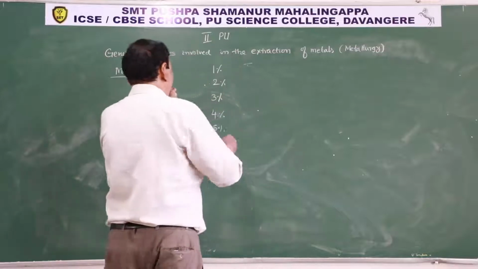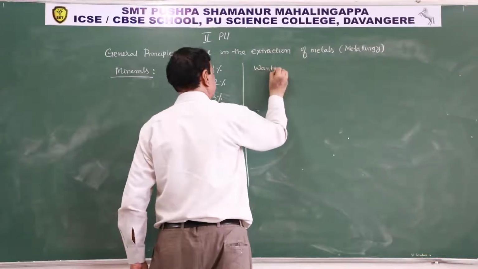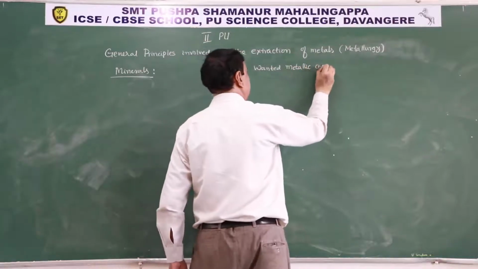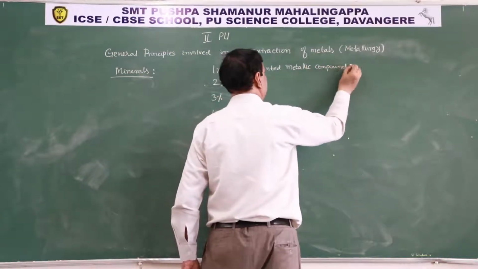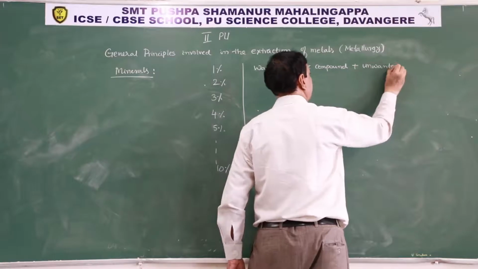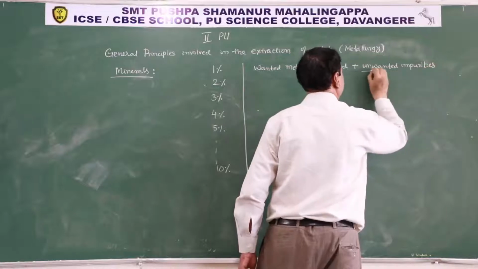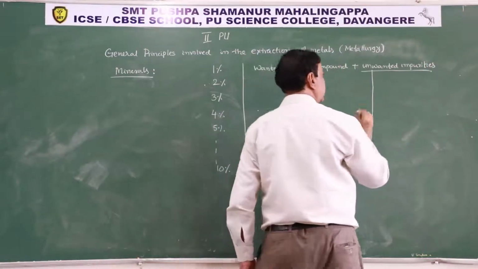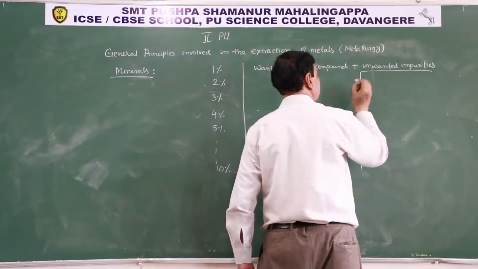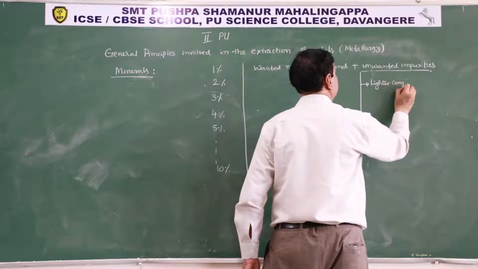Therefore, the mineral is the wanted metallic compound plus unwanted impurities. What do you mean by these unwanted impurities? These unwanted impurities comprise, first, the lighter components of the earth.